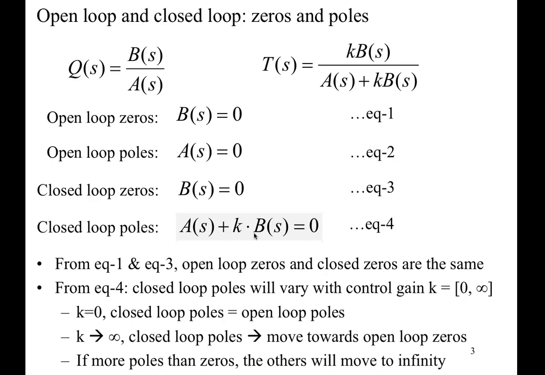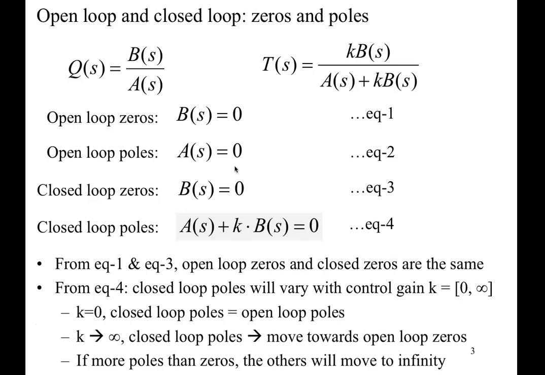Now there are 2 extreme cases. One is K equal to 0, the other one is K equal to infinite. So when K equal to 0, equation 4 becomes A(s) equal to 0. A(s) equal to 0 is the same as equation number 2. So therefore, the closed loop poles will be the same as open loop poles when and only when K equals 0.